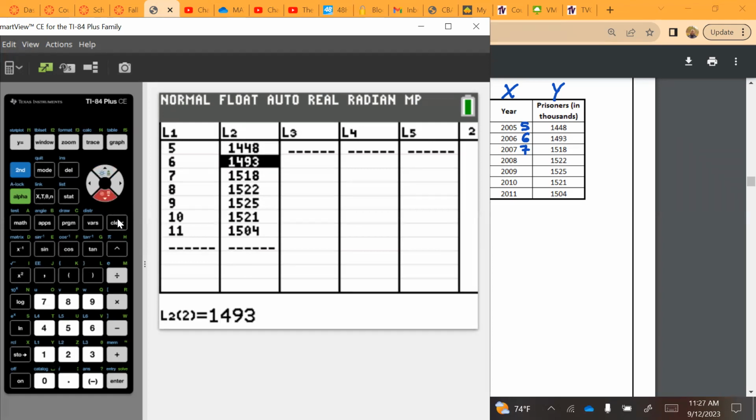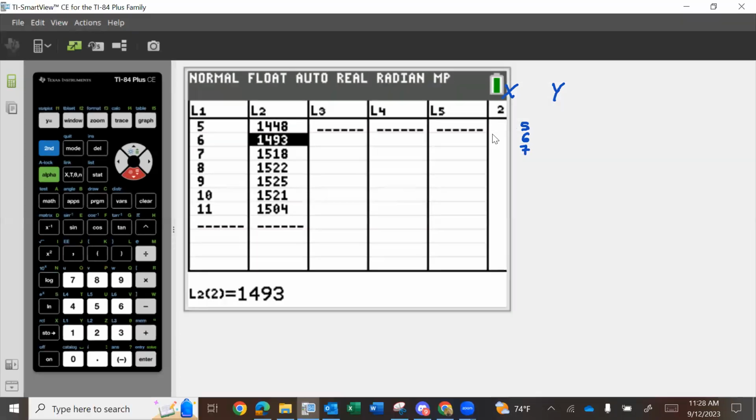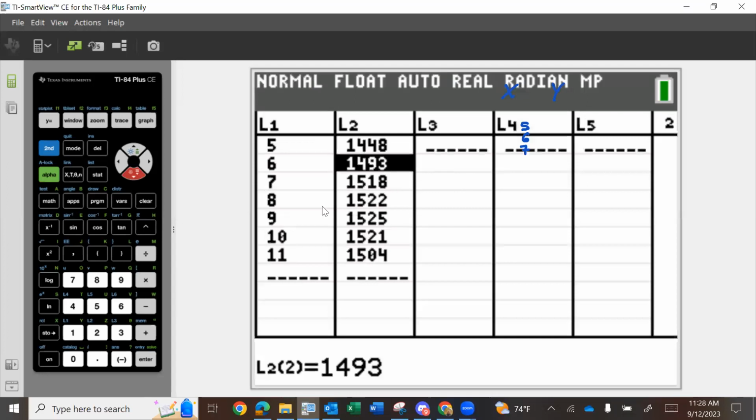Everything looks okay, and notice the number of prisoners is getting bigger, bigger, bigger, and then it starts going down toward the end. So this is probably a good candidate for a quadratic equation, when things go up and then come back down, or when things go down and then come back up. All righty, so we've got all that, and let's clear that stuff.